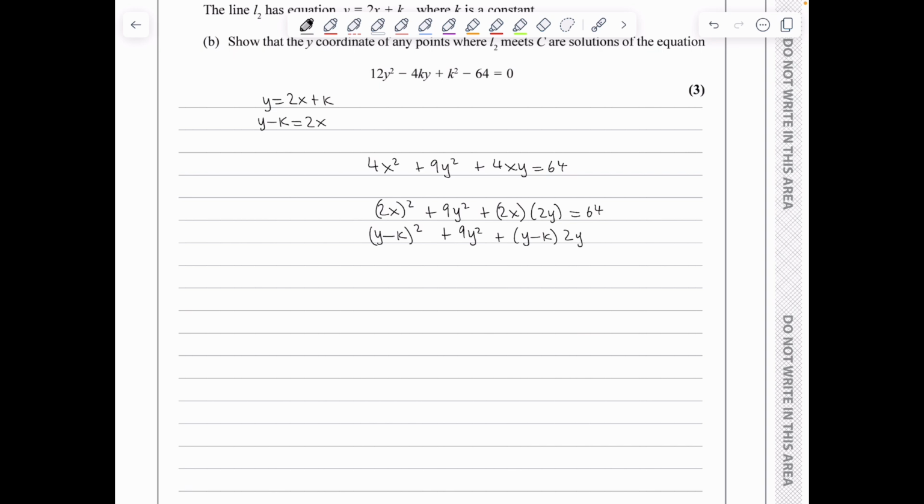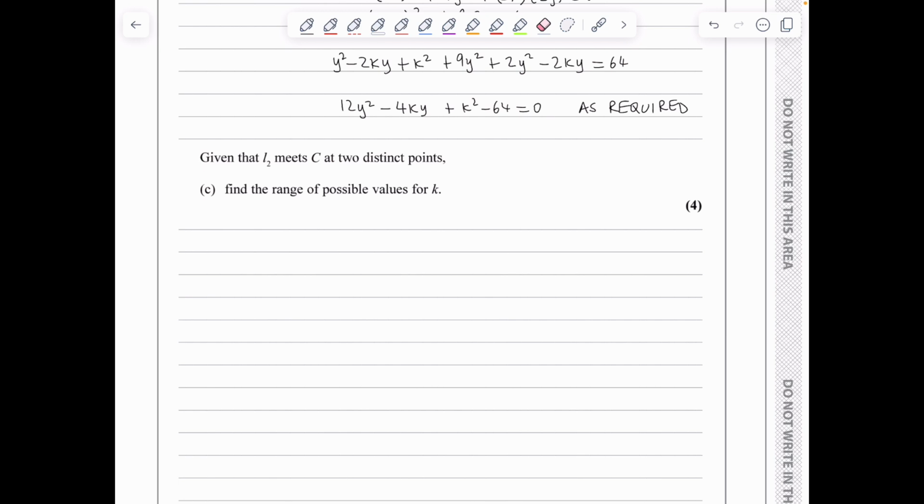I will proceed by expanding, so y squared minus 2ky plus k squared plus 9y squared plus 2y squared minus 2ky is equal to 64. I will be collecting everything on the left-hand side, collecting like terms together, leading to 12y squared minus 4ky plus k squared minus 64 is equal to 0 as required.